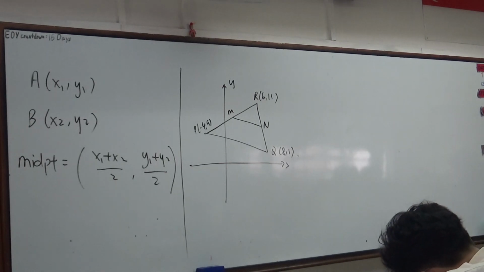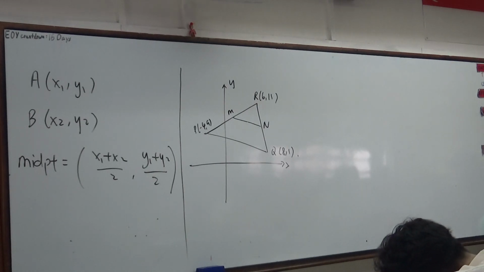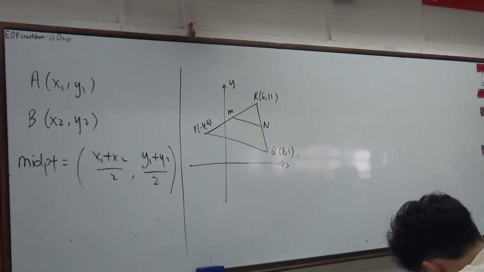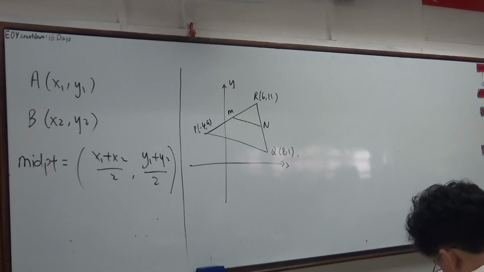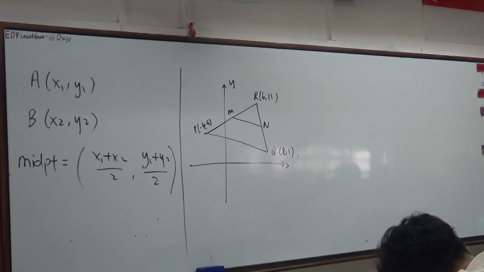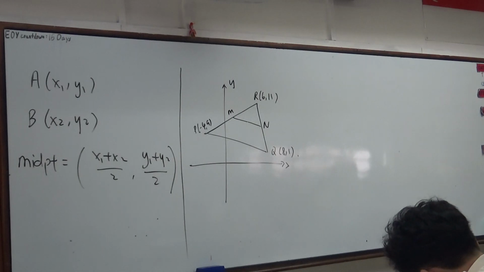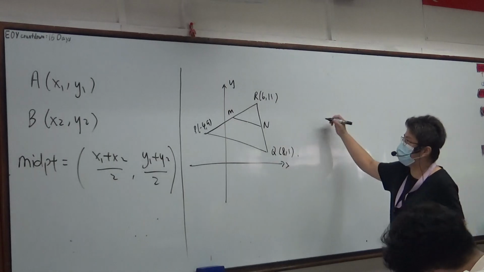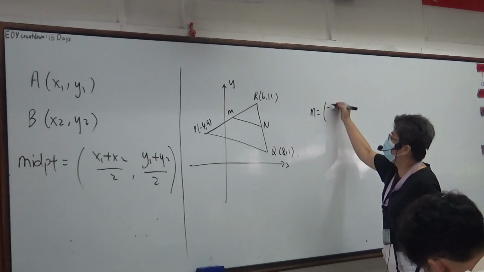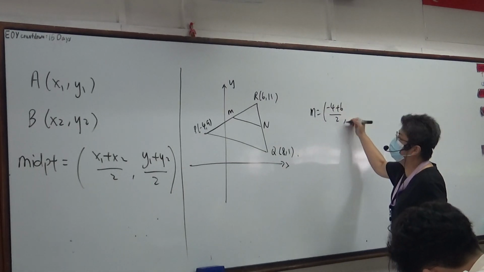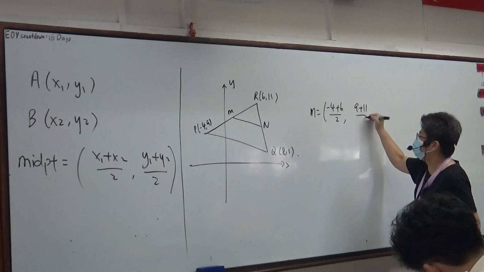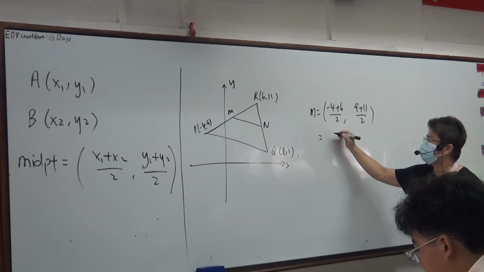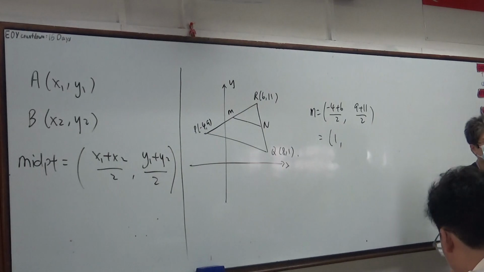Okay, now let's have a look at this question. The diagram shows a triangle PQR with vertices P, Q, and R given. M and N are the midpoints of PR and QR respectively. Find the coordinates of M. Now, this is very easy, right? This is the midpoint. So, M will be negative 4 plus 6 over 2, 9 plus 11 over 2. So, this will be 1, right?